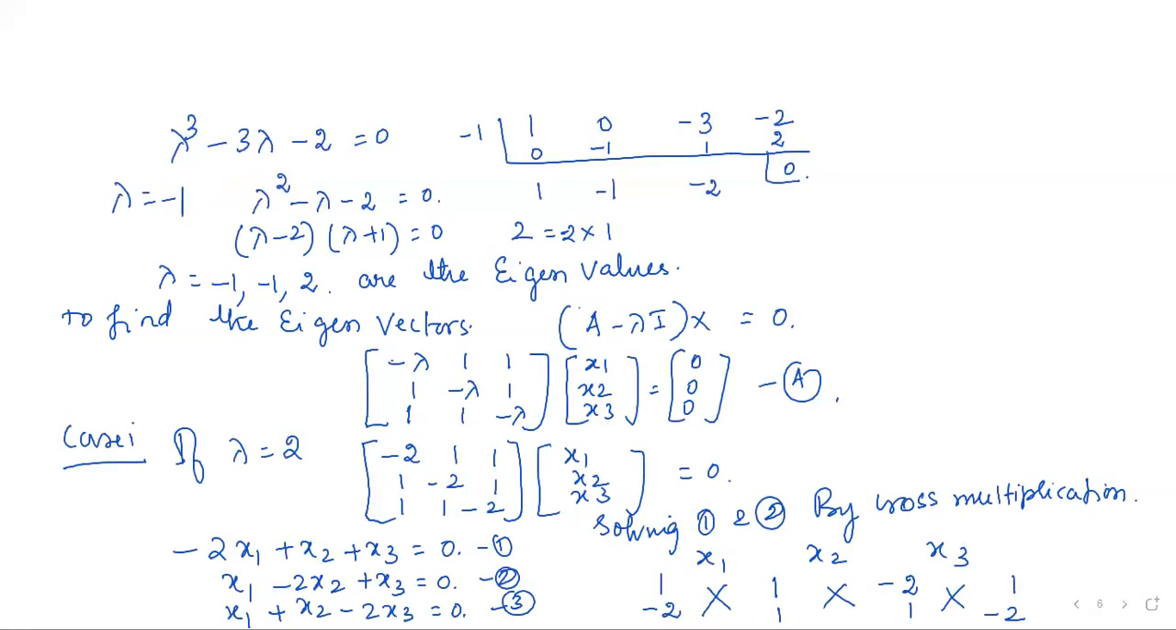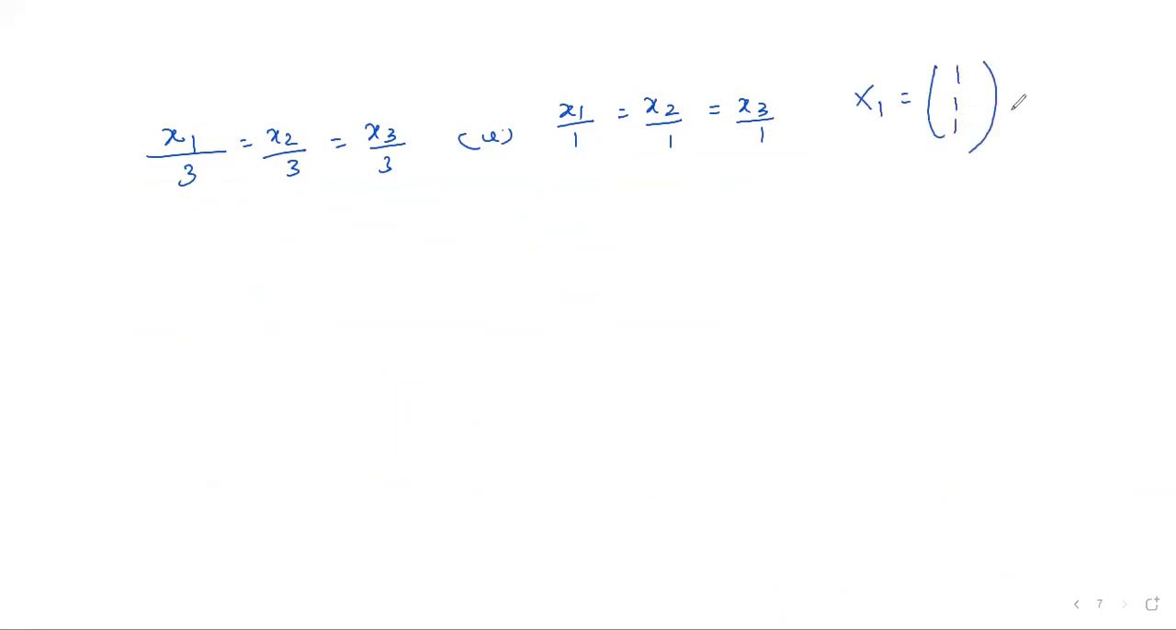By the cross multiplication method, I'll be getting x1 by 1, then minus of minus will become plus 2, and therefore the first term will be x1 by 3. Similarly, the second term is x2 by 3 and the third is x3 by 3. Therefore, x1 by 3 is equal to x2 by 3, and that is equal to x3 by 3. Dividing throughout by 3, I'll be getting x1 by 1 equal to x2 by 1 equal to x3 by 1. Therefore, my first eigenvector is 1, 1, 1. This is for the case when I take lambda is equal to 2.